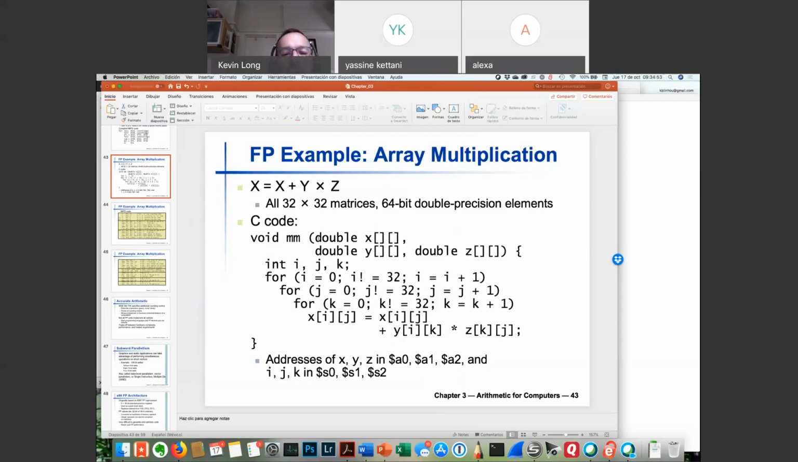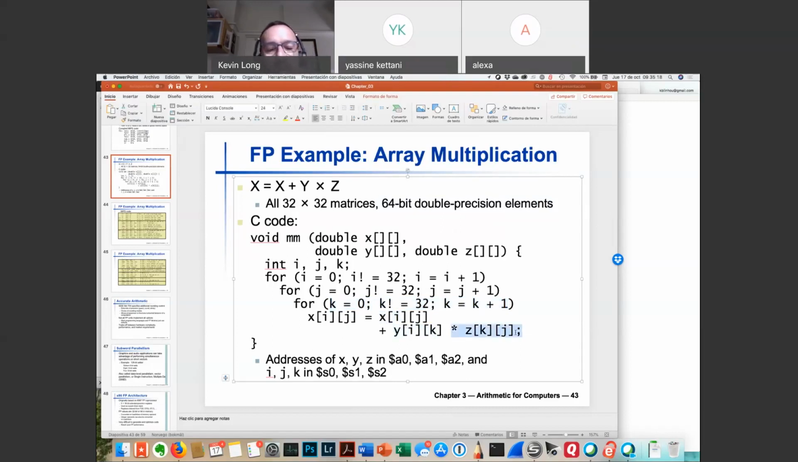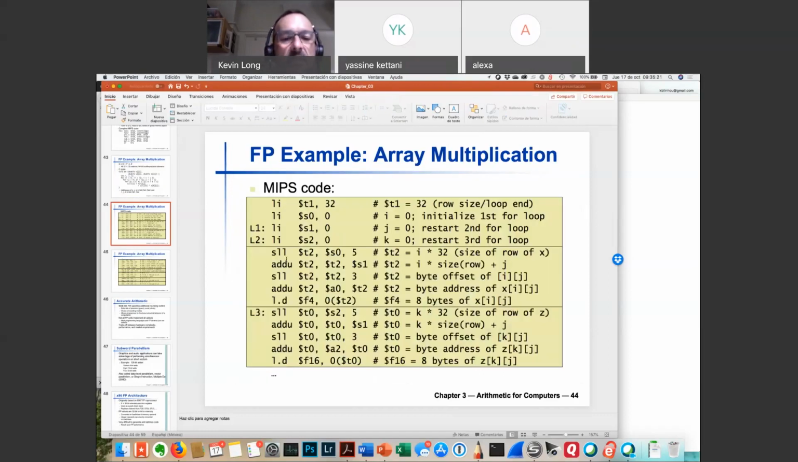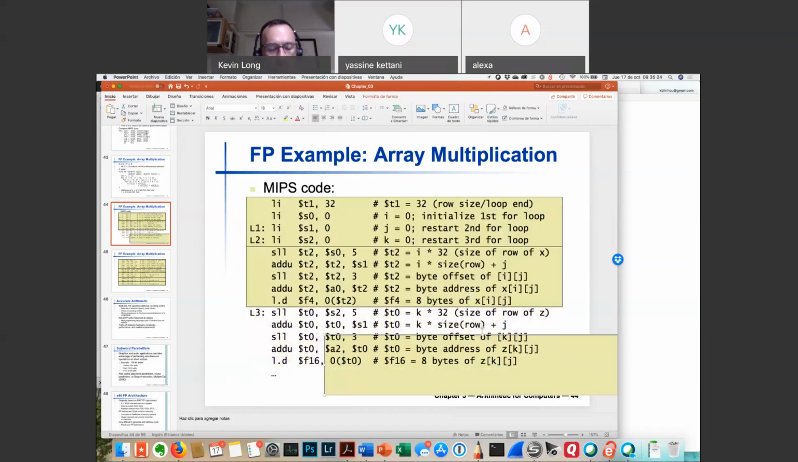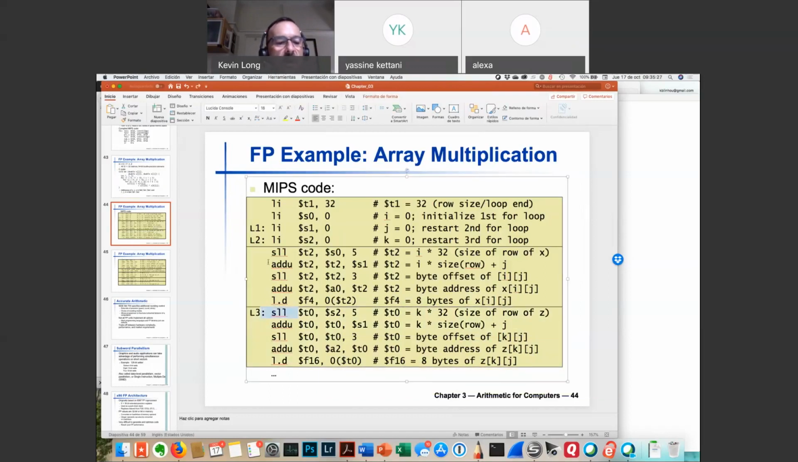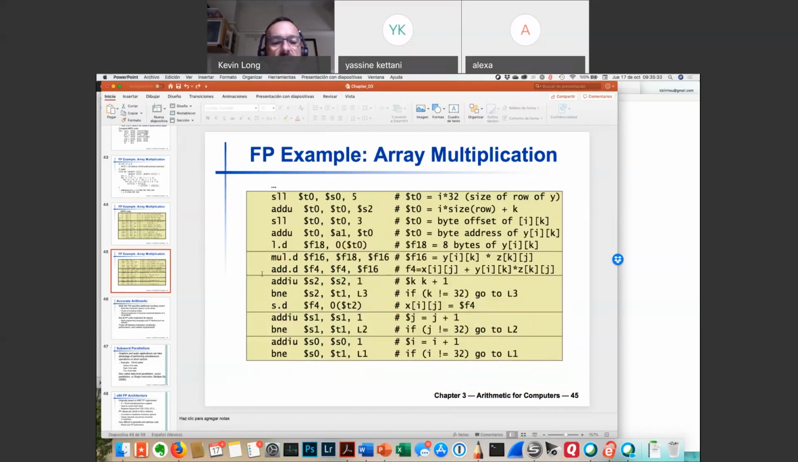All right, array multiplication. I've got double precision X's, Y's, and Z's, and I'm going to step through these things. Basically, these are all 32 by 32 matrices, but each of them is a 64-bit double precision element. That's unusual. So what I want to do is, for K, I'm going to go through my Kth items, Xij, Yik, multiply by Zkj, and my MIPS code looks something like this. I have my inner loop here, I have my two outer loops around here as well. I have to continue down and look at what's going on in each of these.